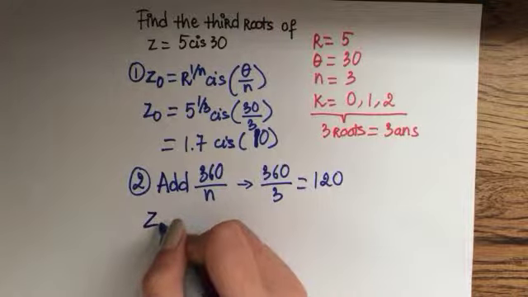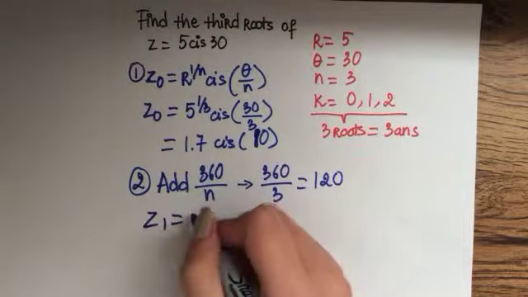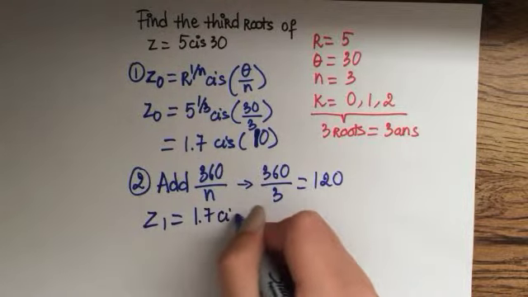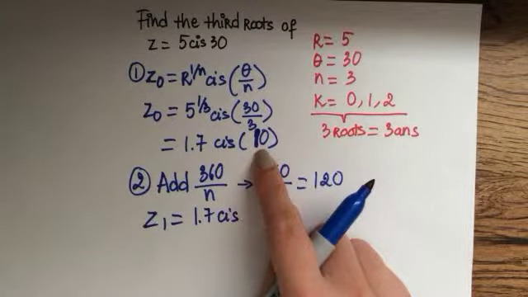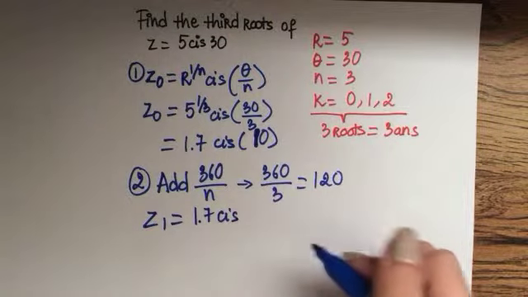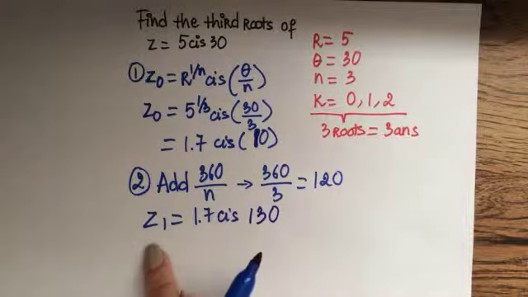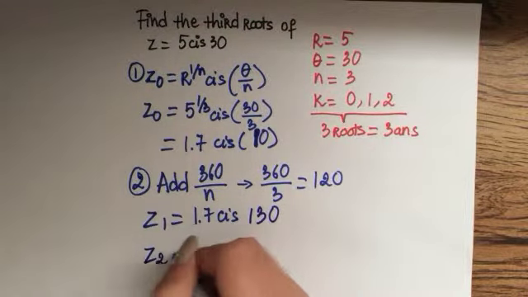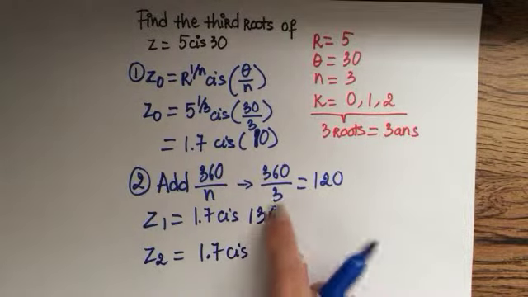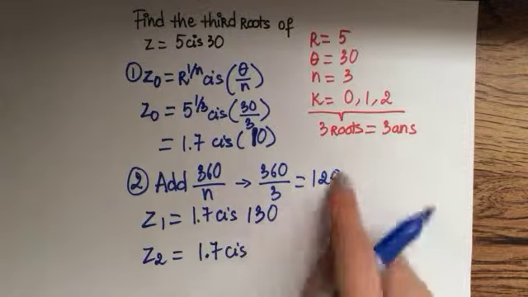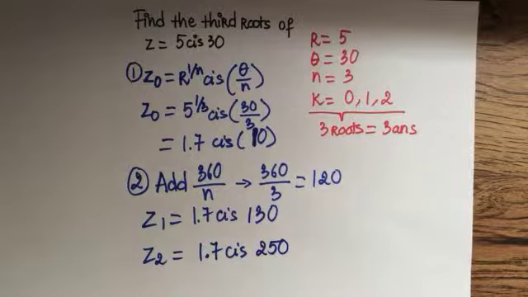So now let's find your z1. Your z1 is literally just going to be 1.7 cis, and all you need to do is add your original theta, or the theta of z0, to 120. So it's going to give you 130. So that's going to be your z1. Your z2 is going to be the same thing, 1.7 cis, and then your last theta plus 120. 130 plus 120 is going to give you 250. So that's all that you need to do.